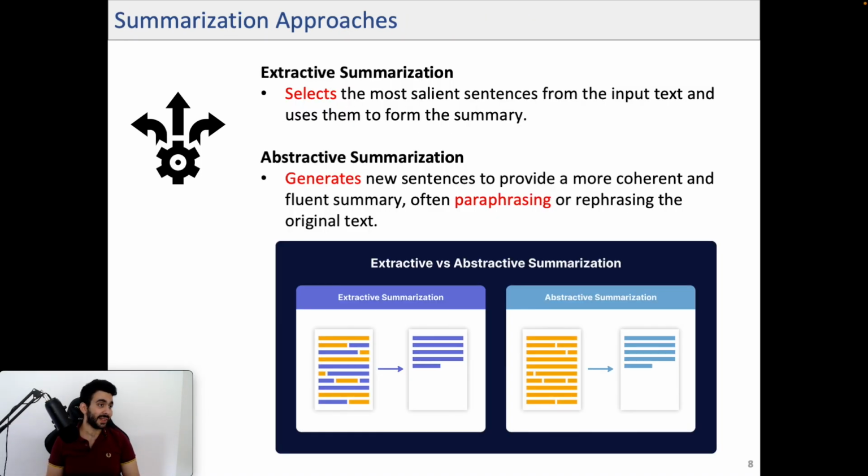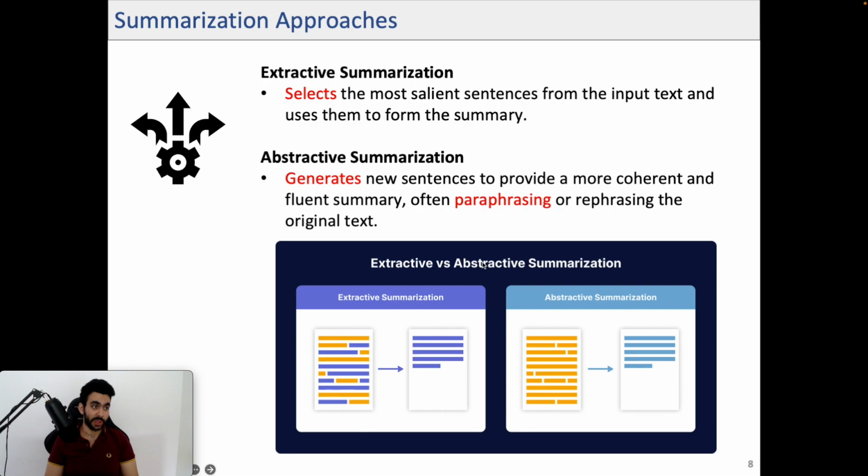Talking about different summarization approaches, we have two major ones. The first one is extractive summarization, where, as you see out here, you try to select the most salient sentences from the input text and somehow use them to form the summary. If you see here, denoted by yellow and blue, the blue ones are actually extracted and put into the new document as the summary of the problem.